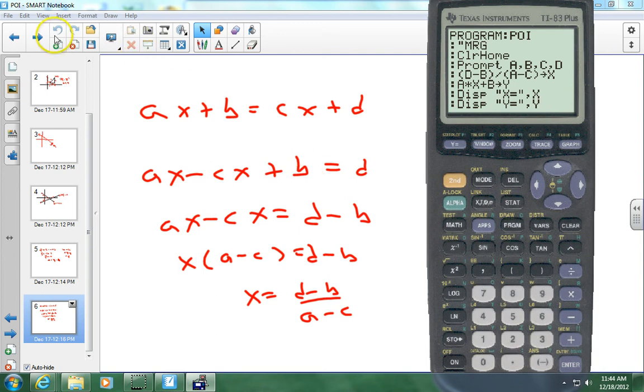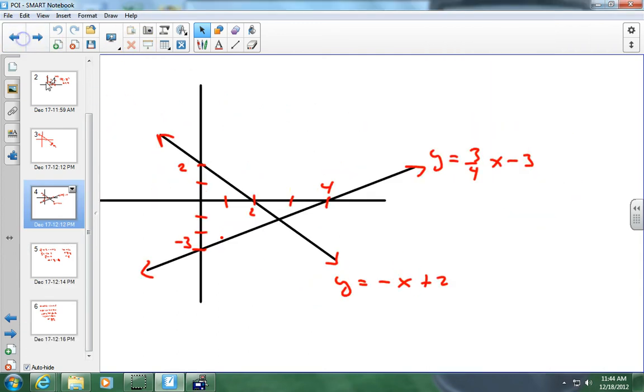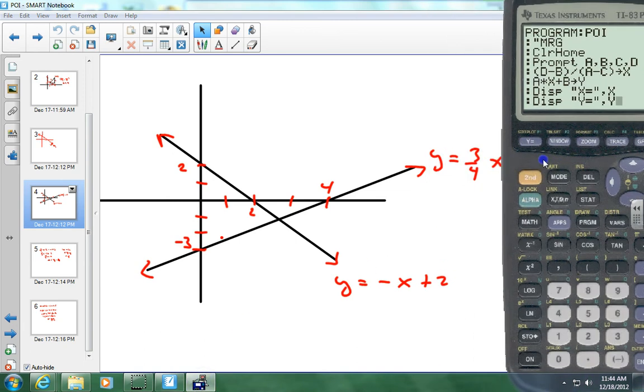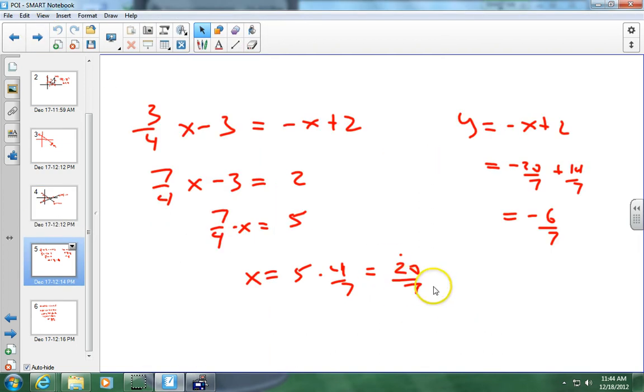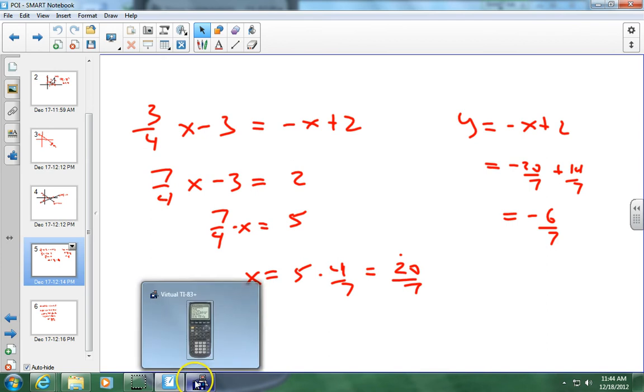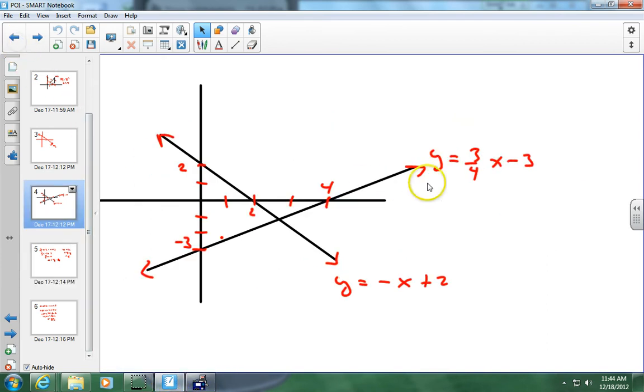All right, so let's test this thing. Now we have some test data. If we plug in, don't test it yet, but if we plug in A is 3/4, B is -3, C is what? -1, and D is 2, you should get this answer, 27ths and -6/7, right? All right, let's do that. So what is A? A is 3/4, B is -3.